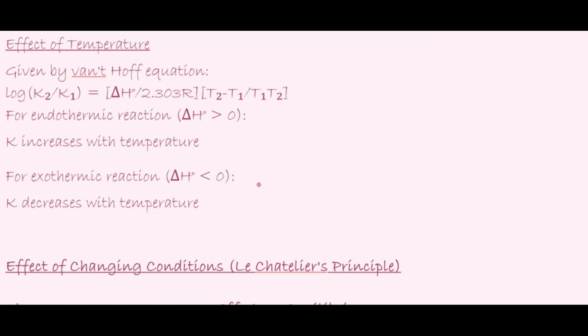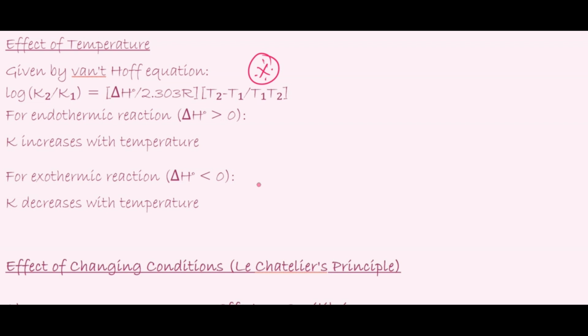Let's think about how the effect of temperature is handled. It is denoted by the Van't Hoff equation. This can also be asked as a question. There are two equilibrium constants given at two temperatures; find out the delta H value. That can be asked. Or else they will give the temperatures and the delta H value and ask you to find log K2 by K1.